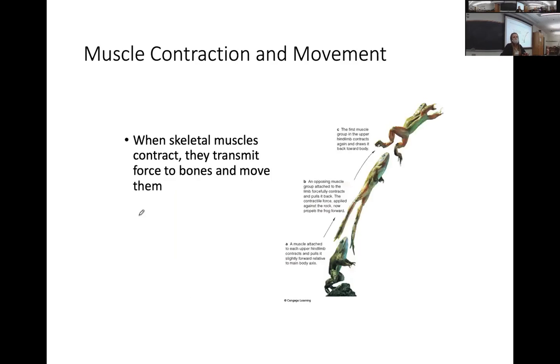So when the skeletal muscles contract, they transmit forces to bones and move them. As that muscle is contracting in my bicep, it's allowing my forearm to move towards my face, or my hand towards my face.